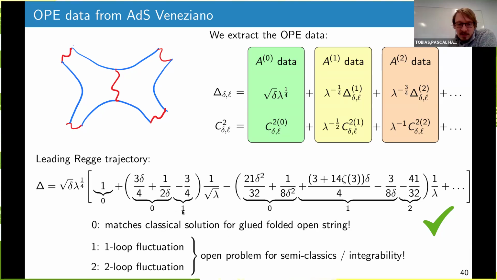And these terms that have here the 1, these would be fixed by a one-loop fluctuation, and this term would be fixed by a two-loop fluctuation. So to compare to something, this is still an open problem for semi-classics or for integrability to compute independently. So here we don't have as many checks as for the Virasoro-Shapiro amplitude.